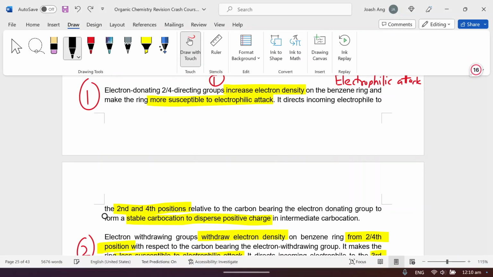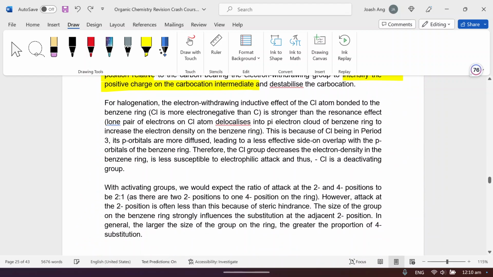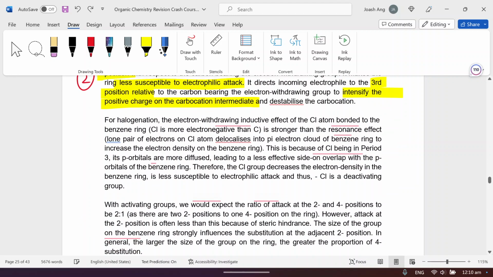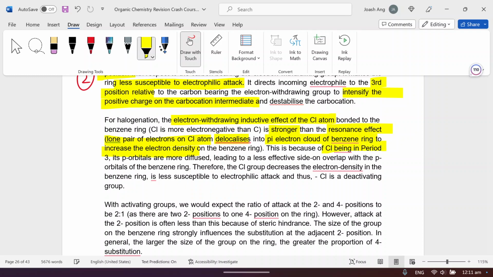Alright, let's go on to the next paragraph. So for halogenation, the electron withdrawing effect right here is actually stronger than the resonance effect. And that is because the lone pair on chlorine delocalizes into the pi electron cloud of benzene ring to increase the electron density on the benzene ring. And you can see that Cl being period 3, the p orbitals are more diffuse, with less effective side-on overlap with the p orbitals of the benzene ring.